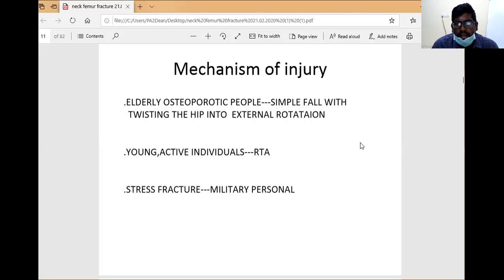Due to severe osteoporosis, even with walking, a fracture occurs and then the fall, or a trivial, minor fall will produce a fracture. In young people and children, it is mostly due to road traffic accidents. Stress fractures may be seen in military personnel.